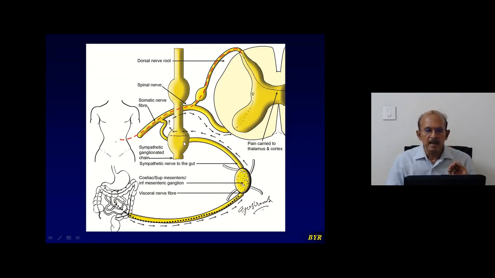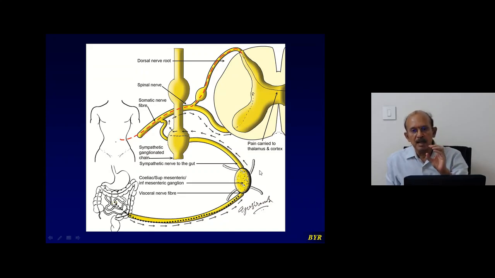The greater splanchnic nerve comes and joins the celiac plexus. You have seen in the image, the aorta is there, and you have seen a plexus of nerves in front of the aorta. That is the autonomic nerve plexus. That nerve plexus gets fibers from the vagus nerve and from the sympathetic ganglia. That means the greater splanchnic nerve goes and joins the fibers situated around the celiac artery. That is called the celiac plexus.